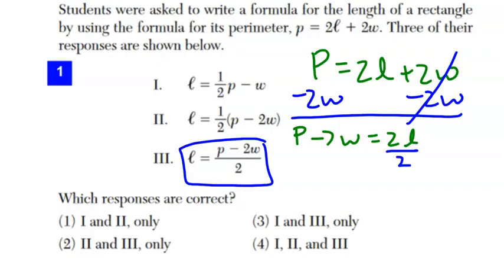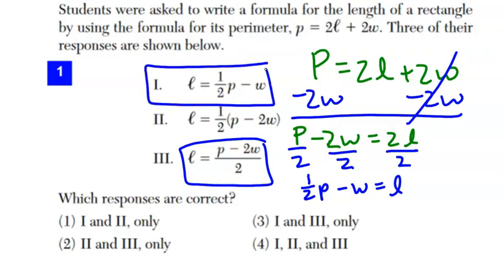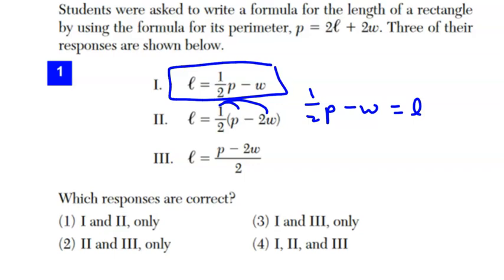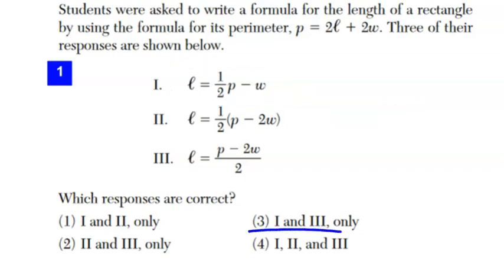Another option would be to divide every term individually by 2. And that would give us half P minus 1W is equal to L. And that matches option 1. The only one we're unsure of is option 2. So how we check that is to distribute this here to get 1/2 P minus W and see if that is equal to any of the other items. And it is. So that means 1, 2, and 3 are all the same.